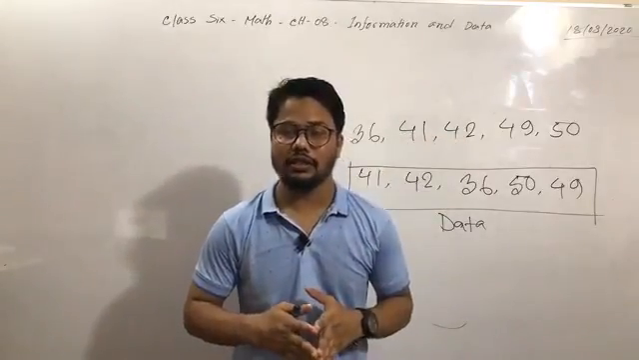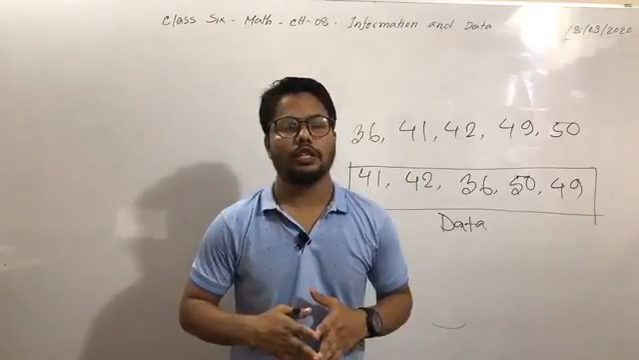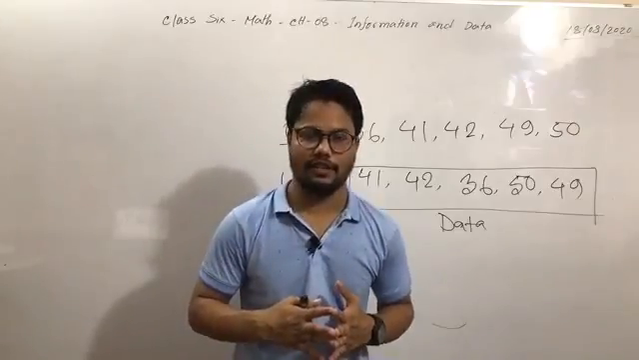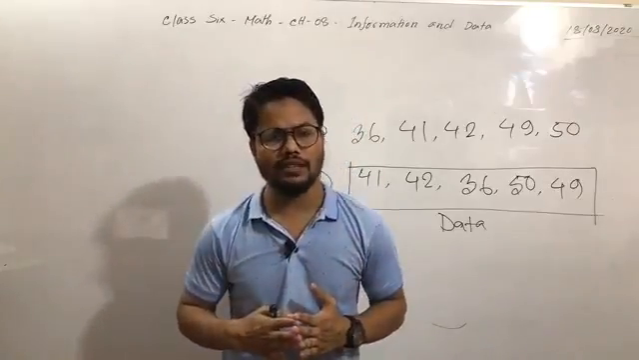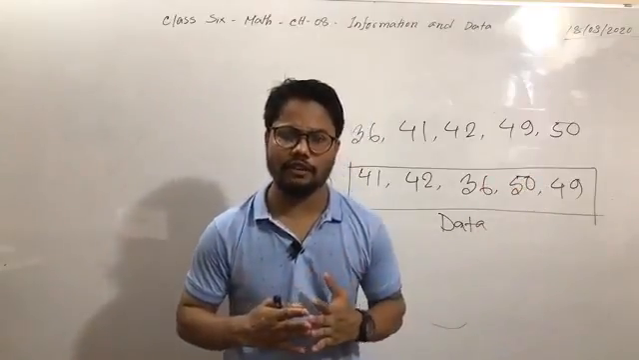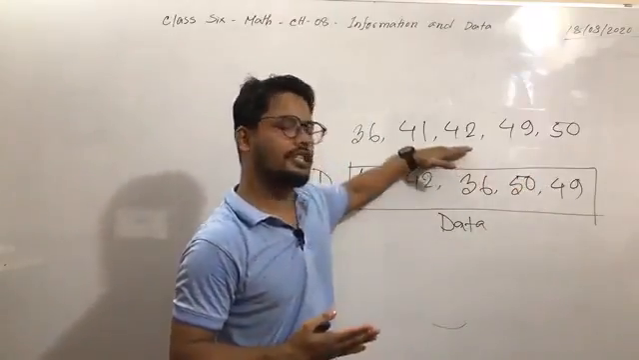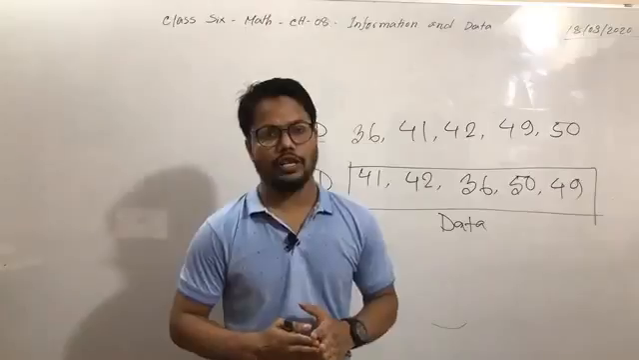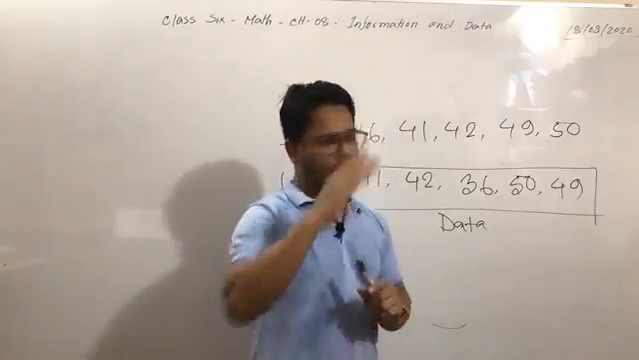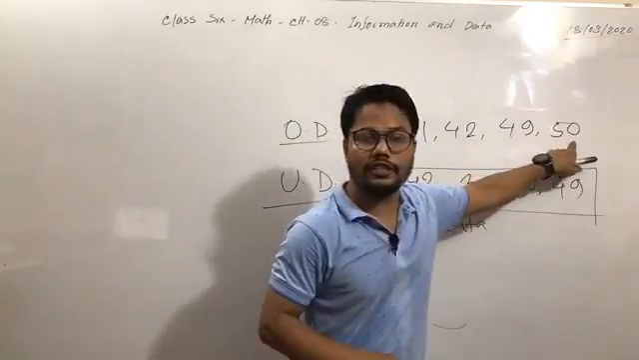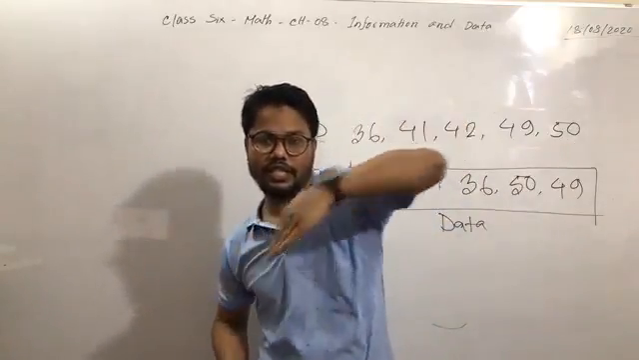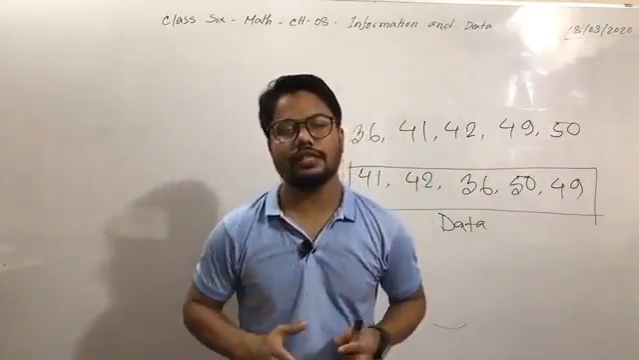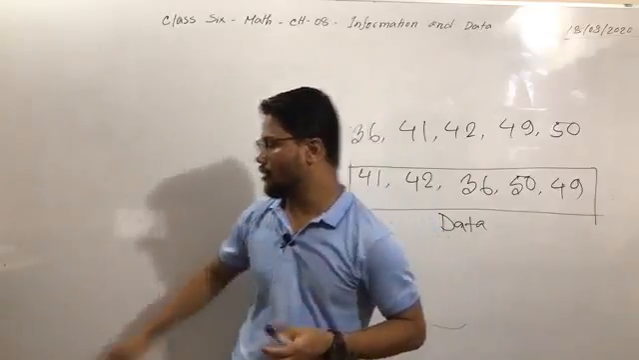Sometimes in the question you may see the obtained marks in mathematics of 20 students are given, and the requirement may be: is this data organized or not? If not, organize the data in ascending order or descending order. You have to know ascending order means upward, the smallest one to largest one. Descending order means down, the top one to smallest one. So these are the two types of data, organized and unorganized.